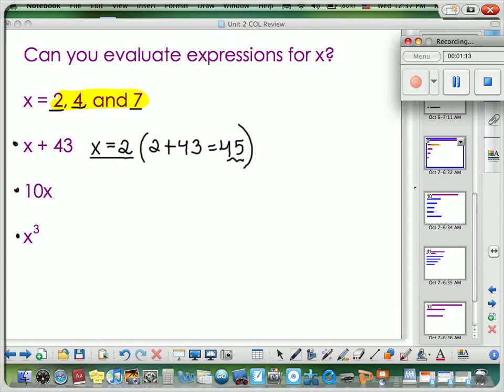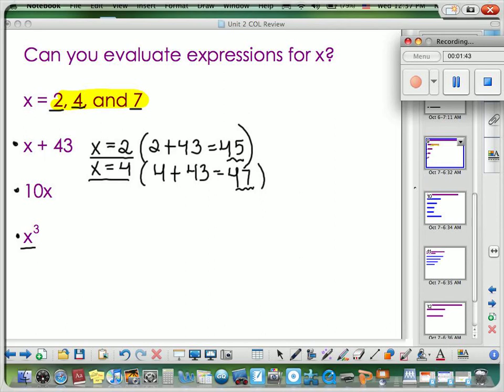When x equals 4, you simply plug 4 in for x, so it's 4 plus 43, and that will give you 47. So when x is 4, my solution is 47. Now I'm not going to go through and do 7 as well, but you kind of get the idea. Let me skip down to x cubed, okay?